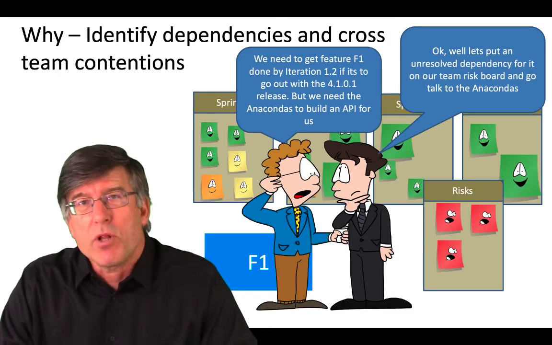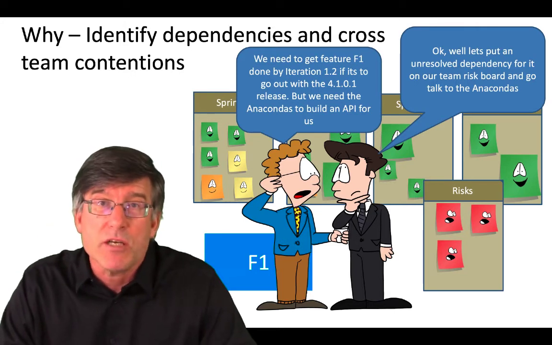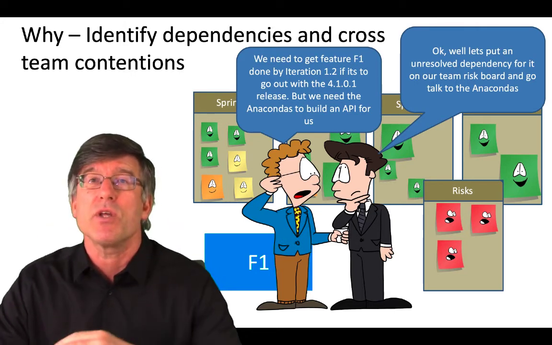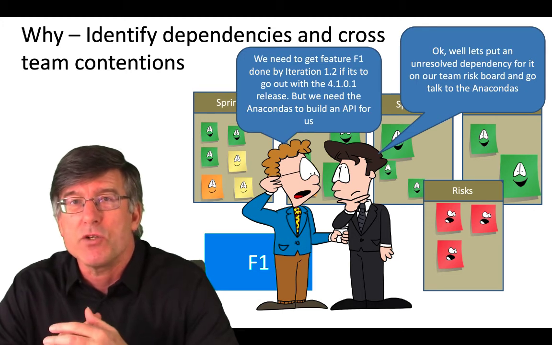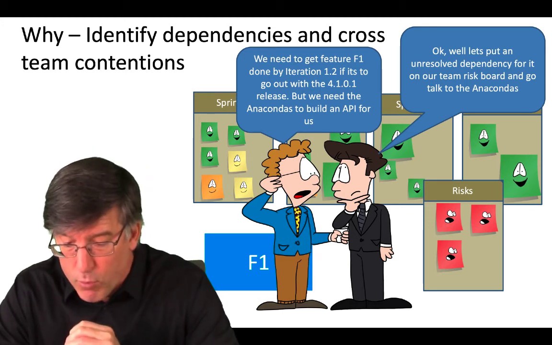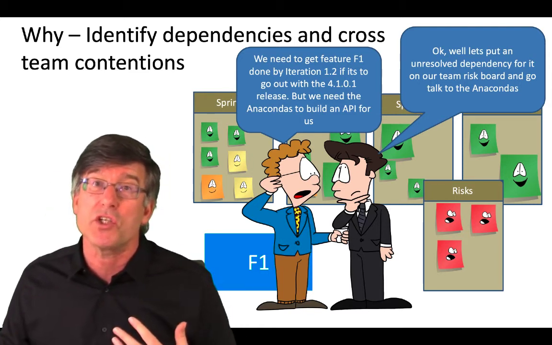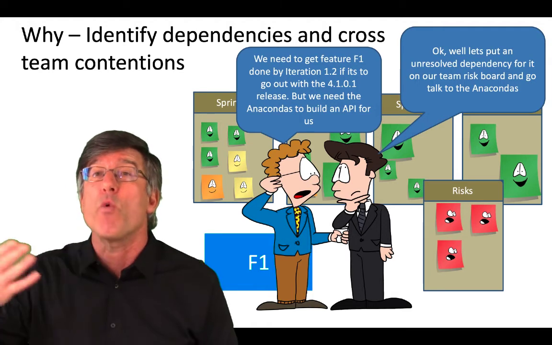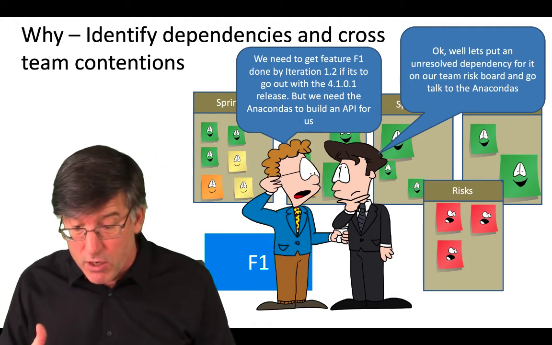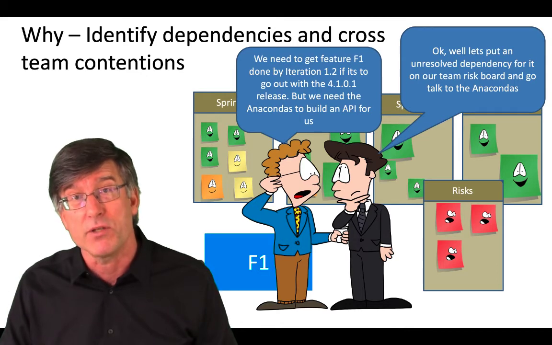Also during PI planning, we identify dependencies and cross-team contentions. Again, this is something we talked about, an issue we went into more detail in the video series on the program board. But here you see Dragan is saying, okay, we've got this feature here that we have for the release. We need to go talk to the Anacondas for them to build this API for us.